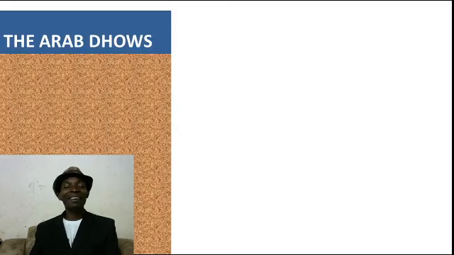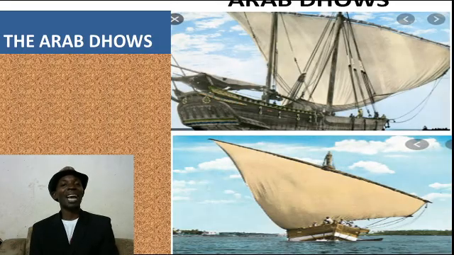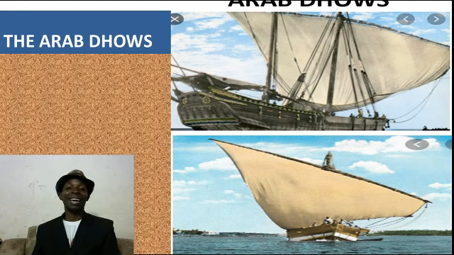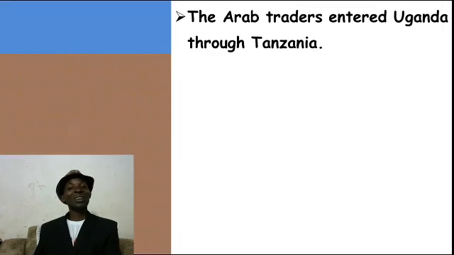Are we together, boys and girls? I am showing you the Arab dhows. Those were called dhows, special ships that were used by the Arabs to come to East Africa. You can see them on water. That is the Indian Ocean.